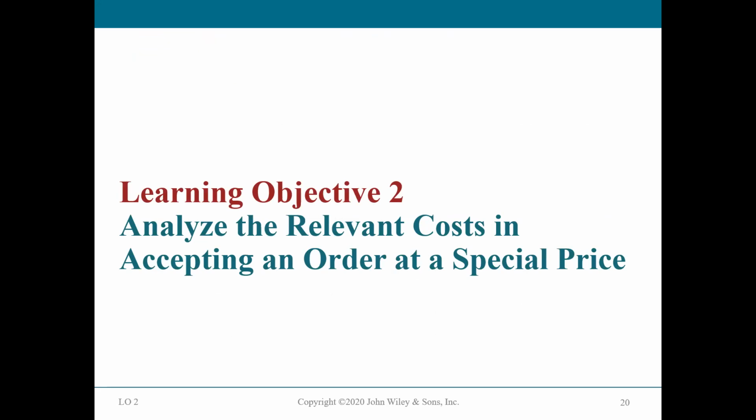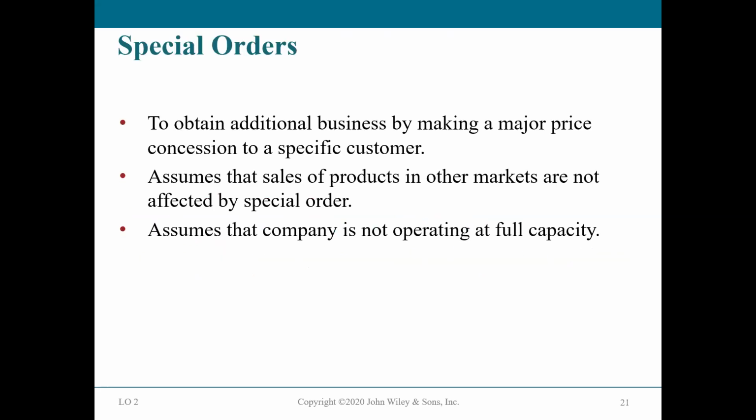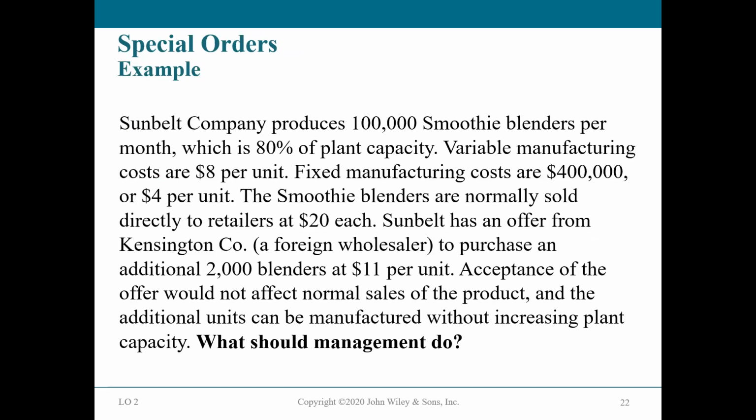Next little category we'll talk about today is analyzing the relevant costs and accepting orders at special rates. So sometimes you may get a request from a customer to make a product or sell a product at a different price than normal. Sometimes you may or may not want to produce that, or may not want to accept that price. And one of the assumptions is that the company is not operating at full capacity, so you have capacity to actually meet the order. So let's go through an example.